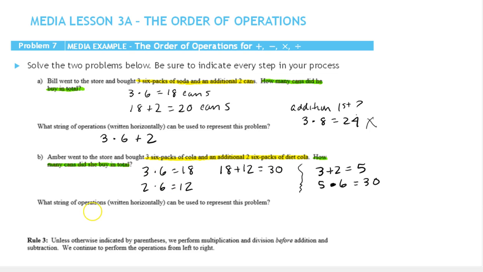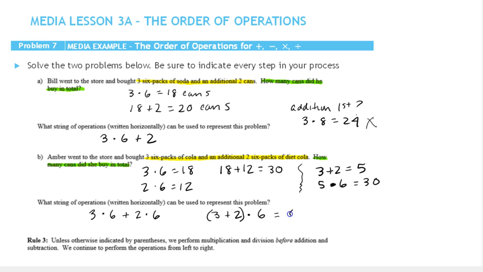If we did 3 times 6 plus 2 times 6, this would be correct provided that we do multiplication before we do addition. Okay. And we're going to learn in Rule 3, we actually always do multiplication and division before addition and subtraction. Well, here, if we added 3 plus 2 and then multiplied by 6, notice this is somewhat similar to the first problem when we were just adding on additional colas. This isn't really what we wanted to do.